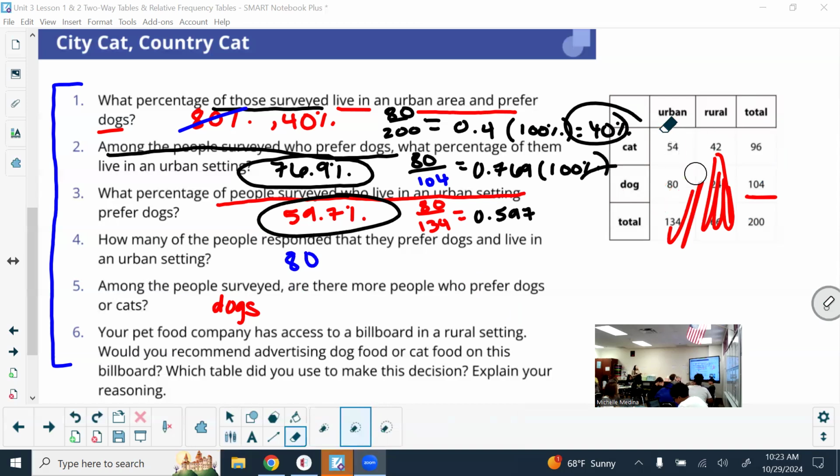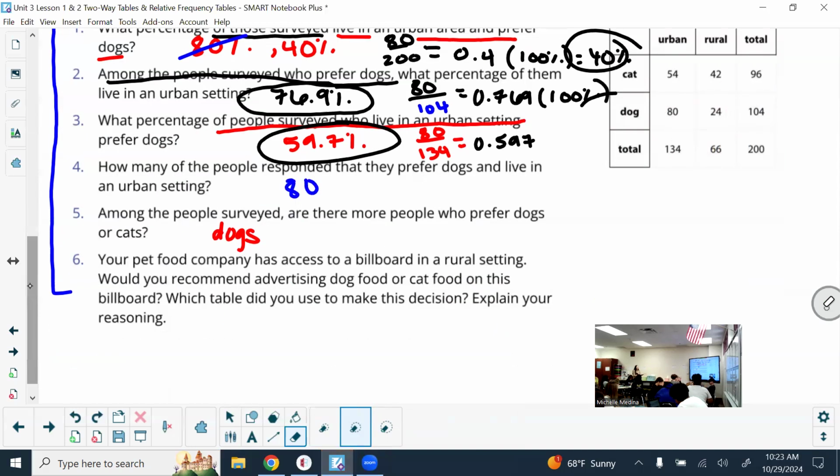All right, last question. This is where it might be useful in everyday life. This is why we care. This is why statisticians take surveys and figure out what is probably the best option. So your pet food company has access to a billboard in a rural setting. Would you recommend advertising dog food or cat food on this billboard? And then it says, which table did you use to make this decision?